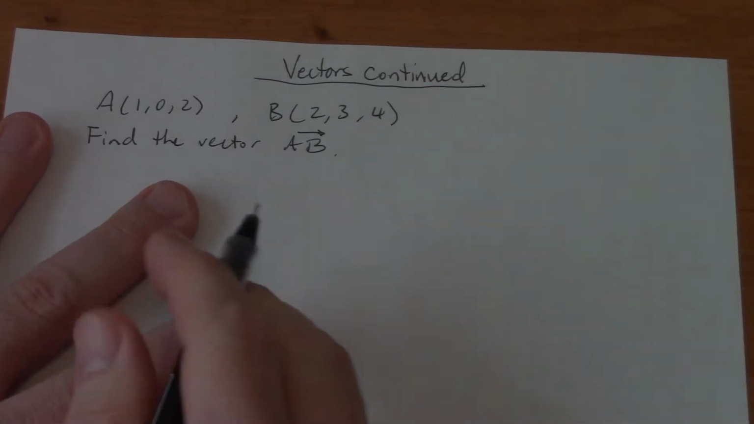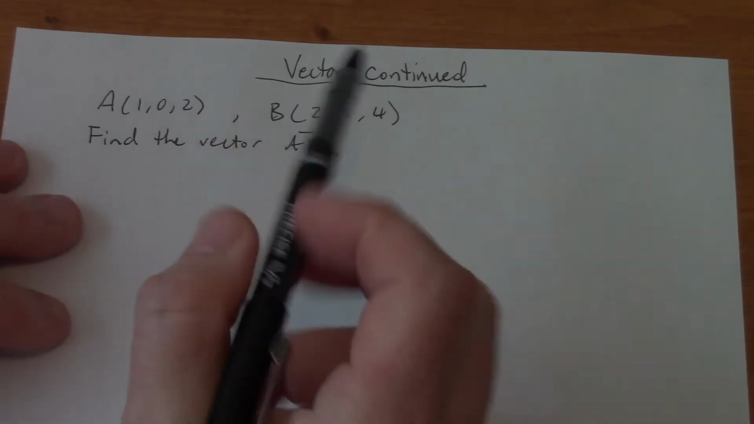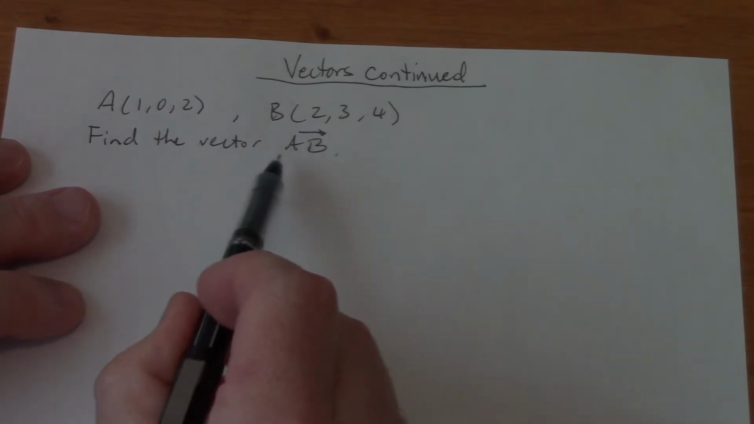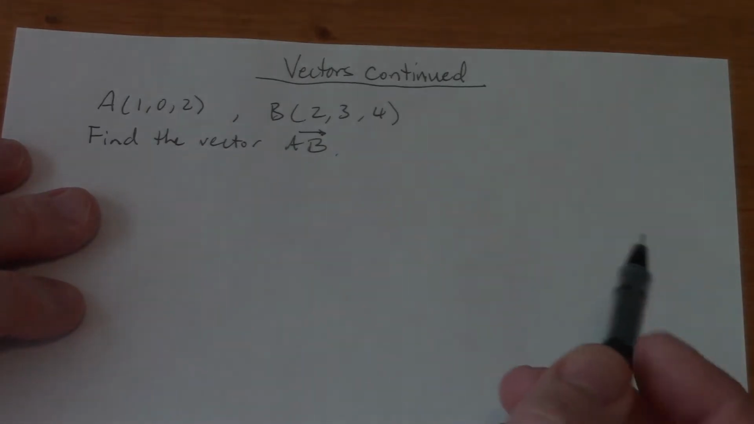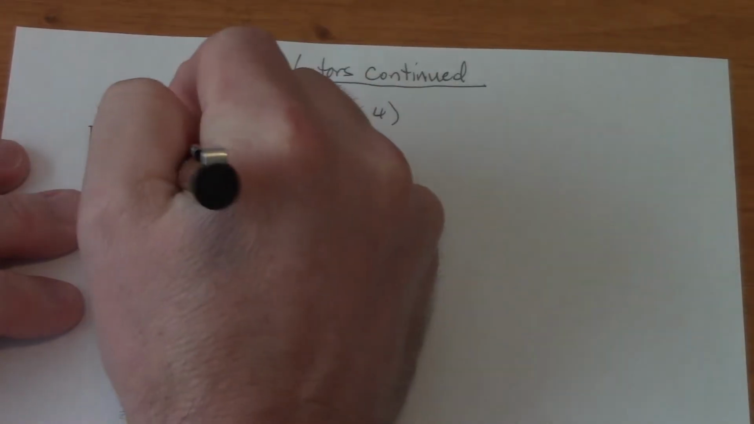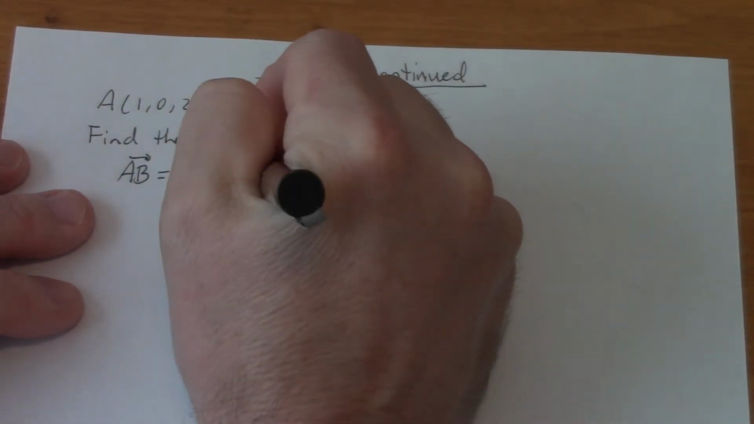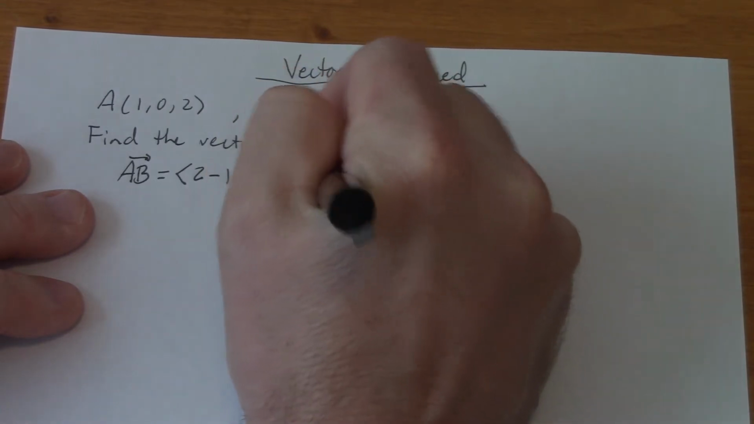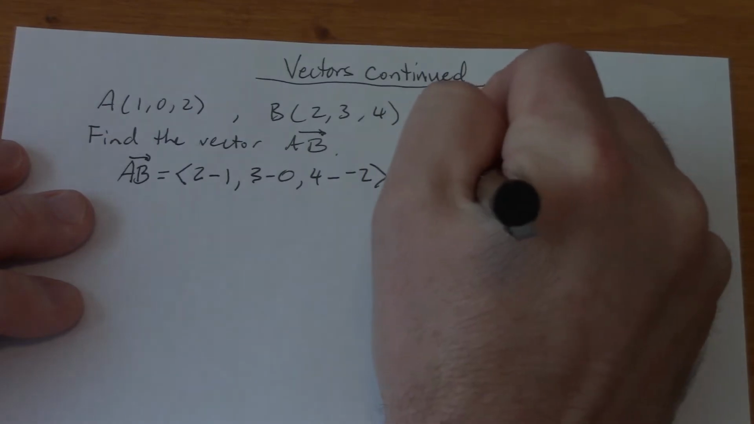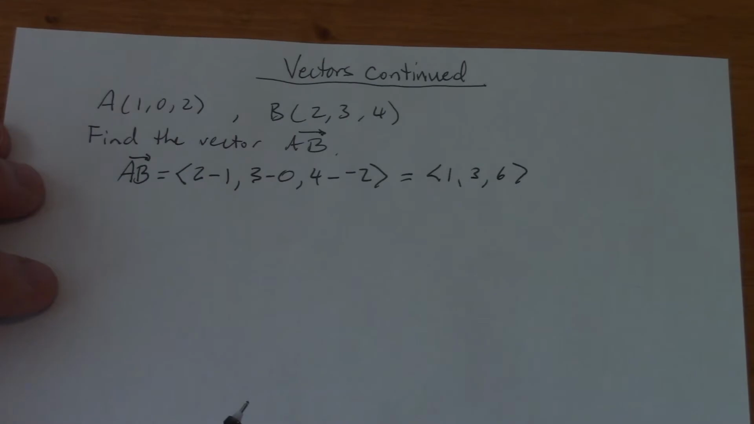Okay, in this lesson, we're going to continue where we were. We have two coordinate points, and we're going to find the vector that goes from one to the other. We notate that as the vector AB with the arrow pointing towards B, and that's really easy to calculate. AB is simply the coordinates of B minus the coordinates of A. So this would be 2 minus 1, 3 minus 0, and 4 minus negative 2, which is the vector 1, 3, 6. That's going to be used when we find equations of lines.